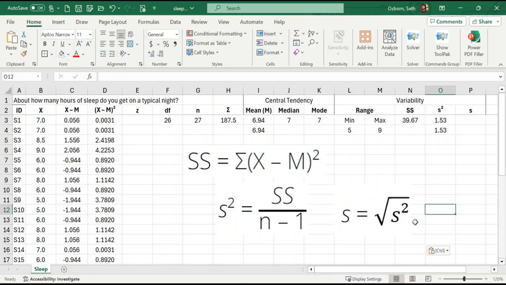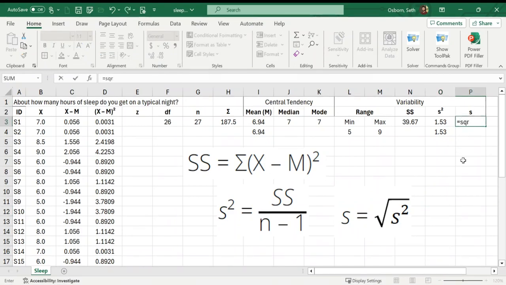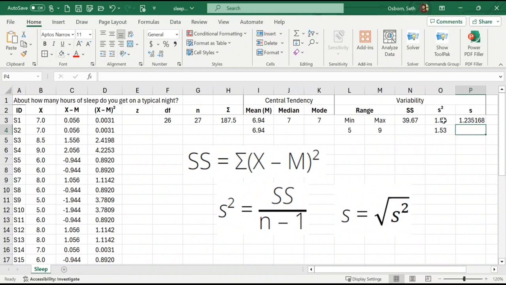And here is the formula for the standard deviation. It's just the square root of the variance. So we could calculate this as equals SQRT, that's for square root, of the variance, 1.24. I'm just going to round these to the hundredths place.